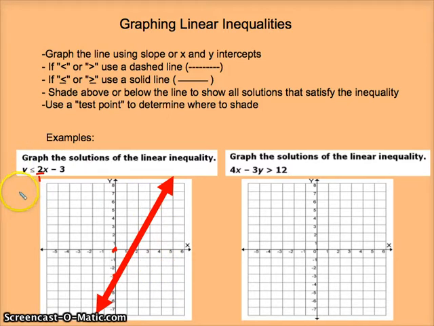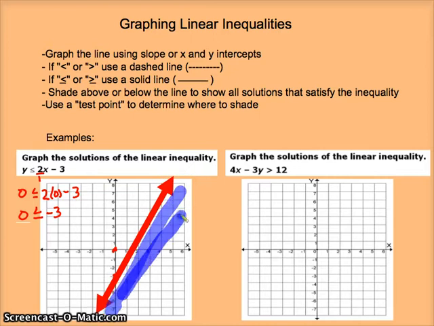So let's try it. 0 less than or equal to 2 times 0 minus 3. 0 is less than or equal to negative 3. That is not a true statement. So I'm going to go on the other side of the line to do my shading. All the shaded values represent potential solutions to this inequality. All right, example number 2.